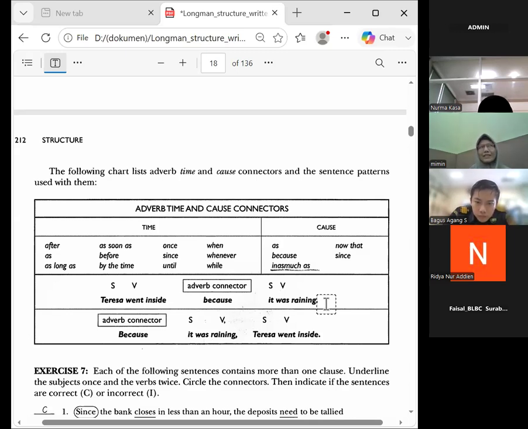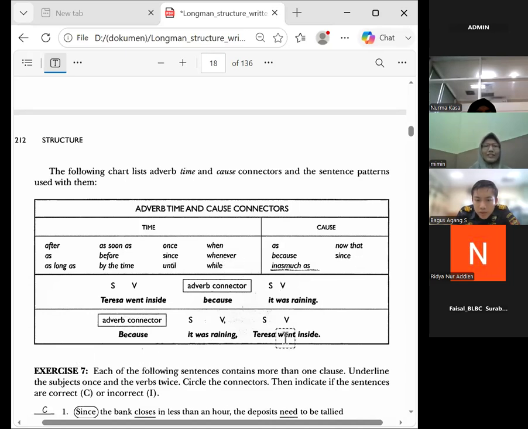Then we have inasmuch as. Maybe this is one connector that is not as commonly used as the others. I think because is the most commonly used adverb connector for cause. And now that and since. We have since here as cause and since here as time. Can anyone tell me the difference between since as adverb time connector and since as cause connector? Perhaps if any one of you is ready with an example, you can give me one.